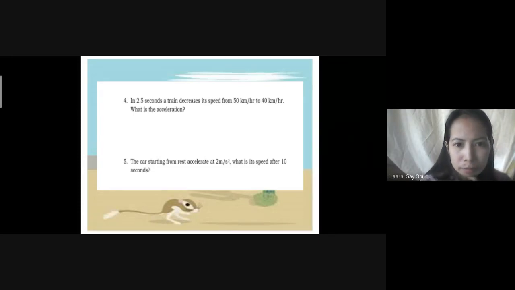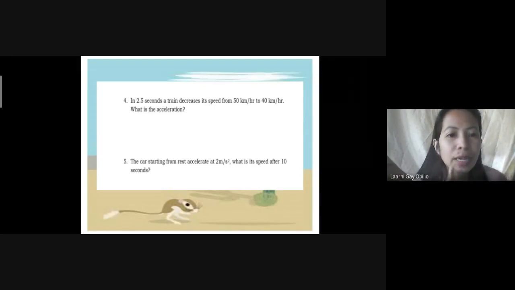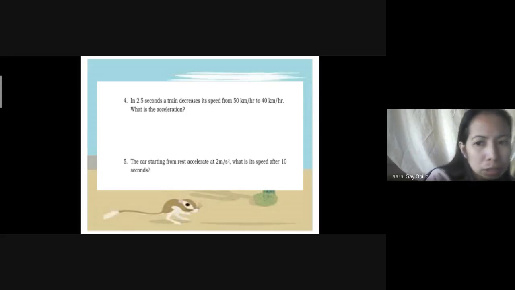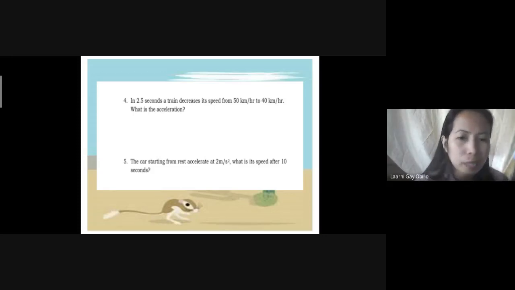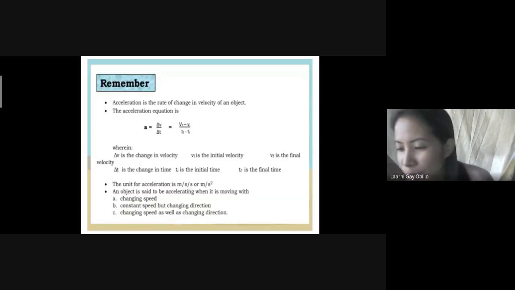The car starting from rest accelerates at 2 meter per second squared. What is the speed after 10 seconds? Kung bawat segundo ay ganyang 2 meters ang kanyang takbo, after 10 seconds, siya ay meron ng takbo na 20 meter per second. That is the answer, para hindi na kayo mahirapan.